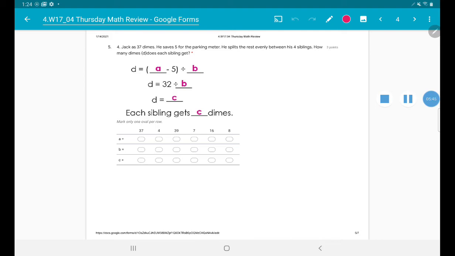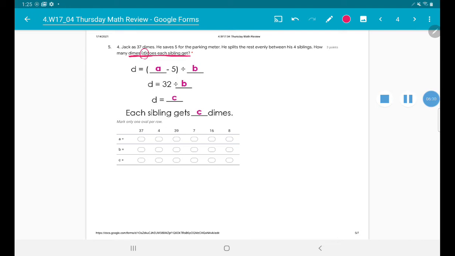So it told us that D represented what? 37. Nope. What does D represent? Dimes. How many dimes each sibling gets? Is it the number of dimes we're starting with? No, it's the number that each sibling gets. It tells me right here in parentheses, it says D in parentheses, so that tells me that that variable stands for how many dimes each sibling will get. All right, so that's what I'm solving for. That's what our question's asking.